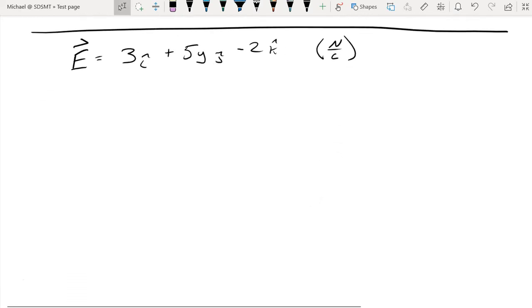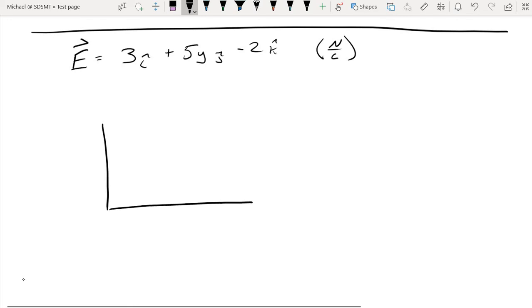So here's what we're going to do. This is the electric field that we're going to work with. I can't really produce a magnitude for this electric field statement because one of the components is variable.